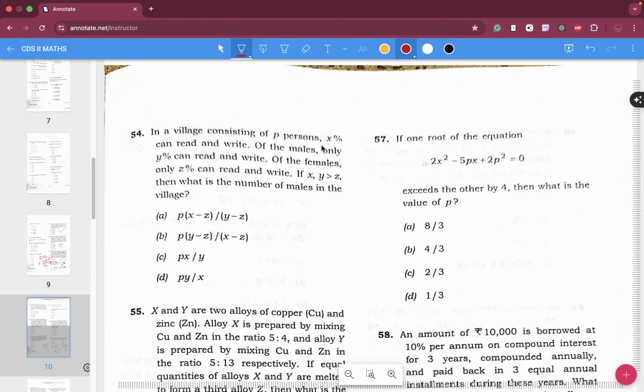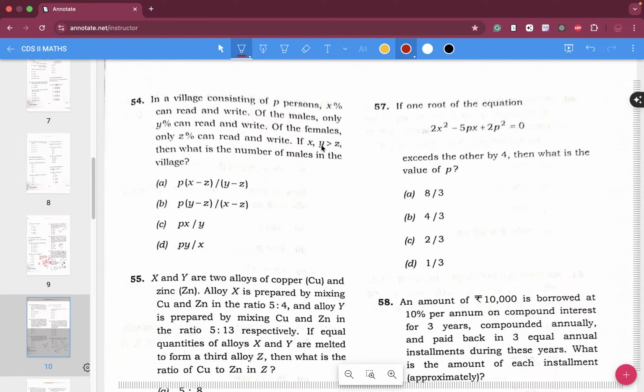Now this is an interesting question. 54, in a village consisting of p persons, x percent can read and write. Of the males only y percent can read and write, and of the females only z percent can read and write. If x and y both are greater than z, then what is the number of males in the village? I'm saying p, which means the total number of people in the village, is 100.